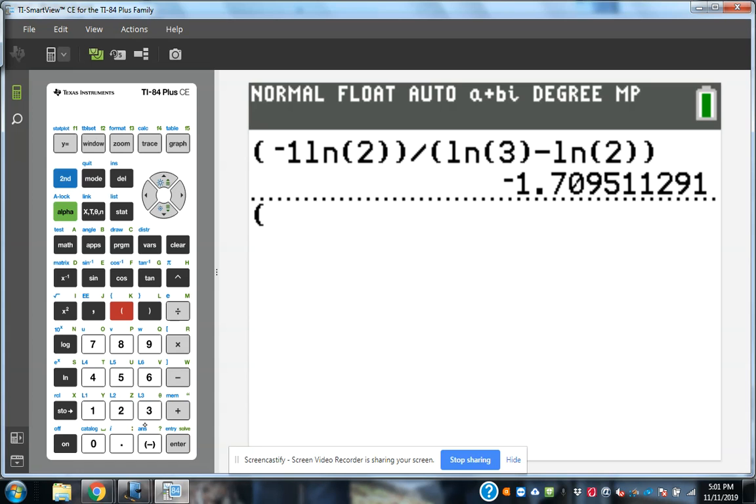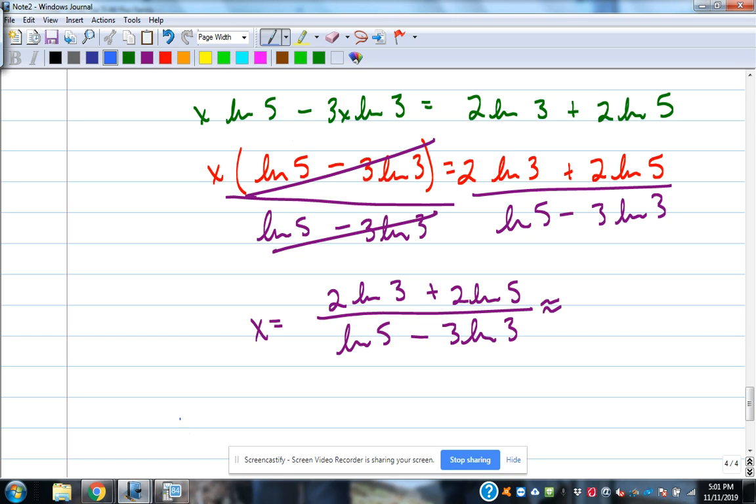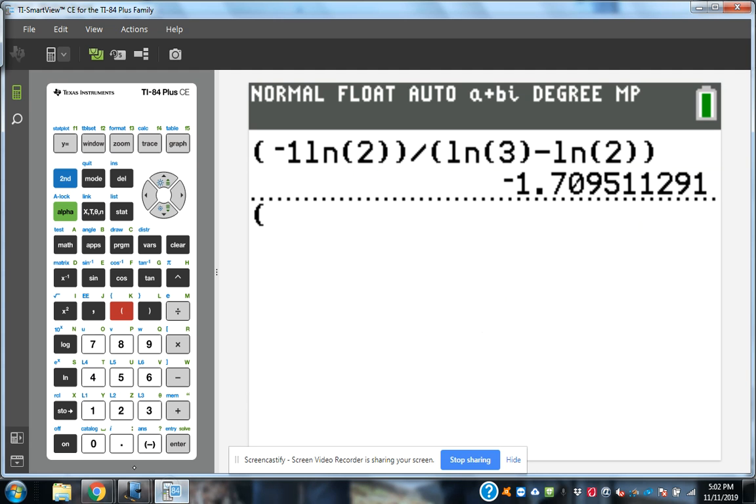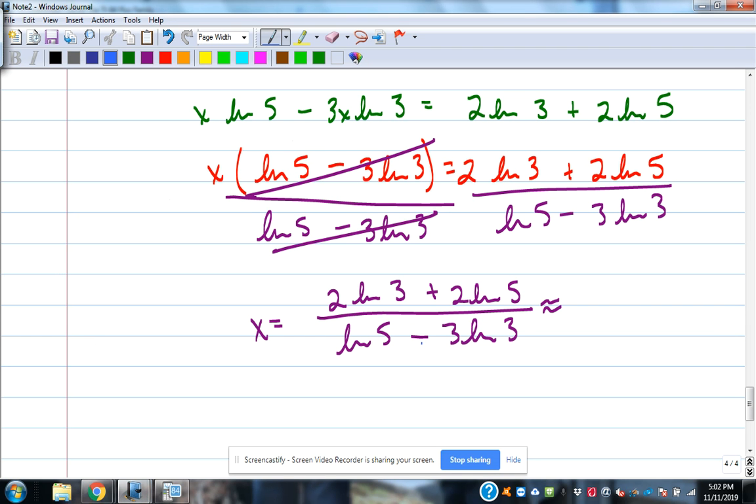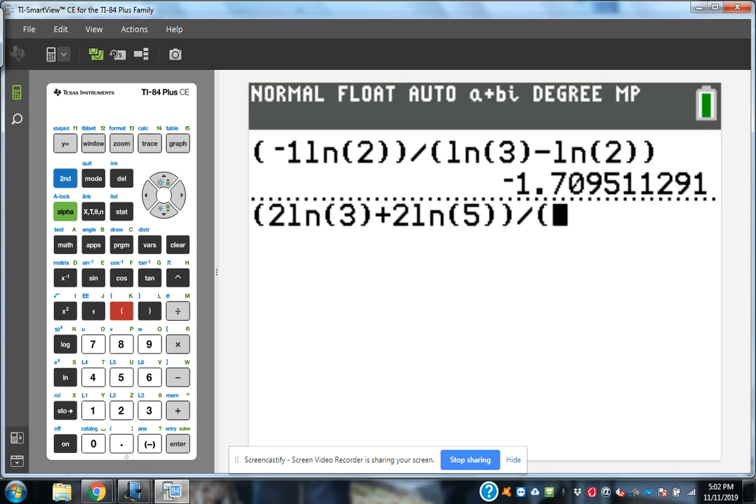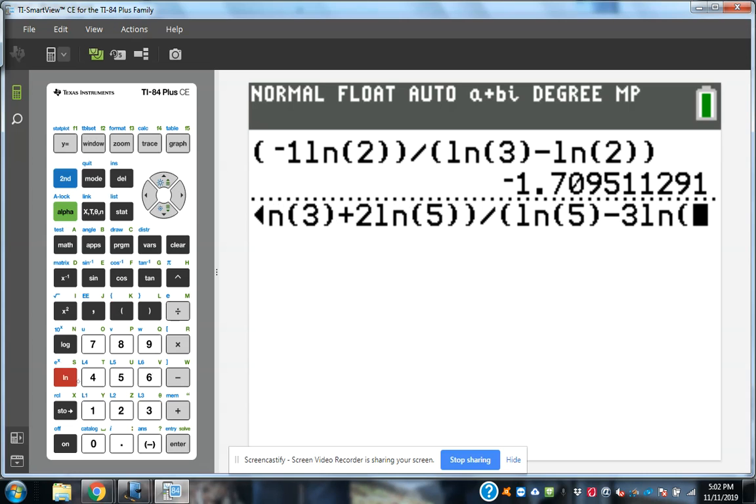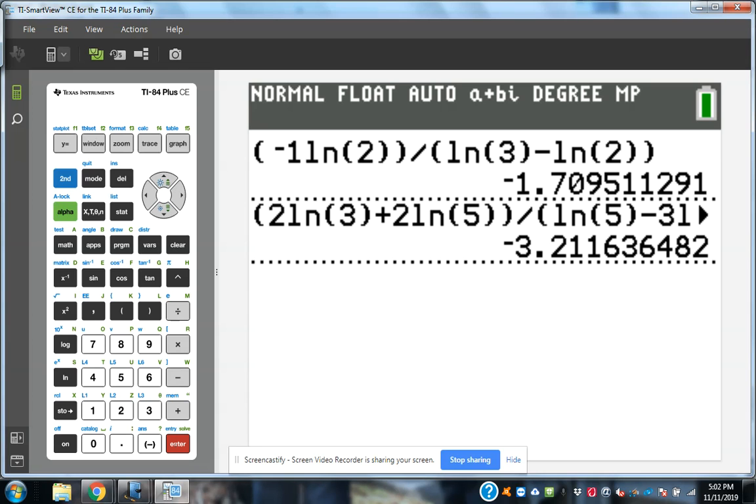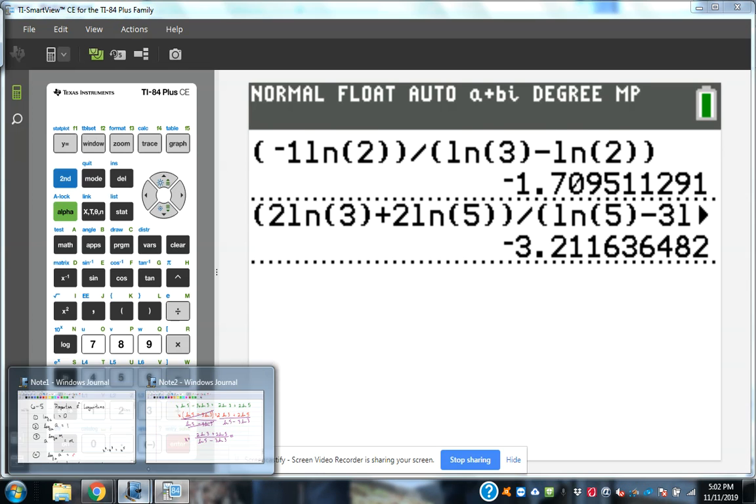All right, so now we're going to get the decimal approximation for that. So parentheses around the top. So we got 2 natural log of 3 plus 2 natural log of 5. Close parentheses. Divided by parentheses, and then the bottom part is natural log of 5 minus 3 natural log of 3. Enter. To 3 decimal places, negative 3.212.